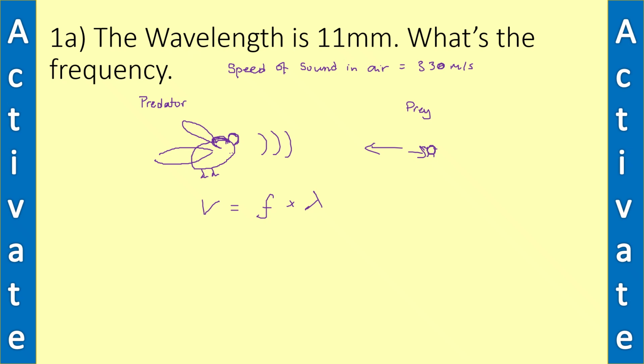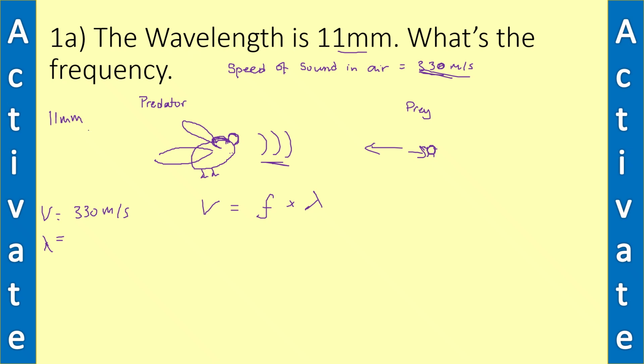What is the frequency of this ultrasound, given that the speed of sound in air is 330 and the wavelength is 11 millimeters? So as I always say, write down your information at the side. We have the velocity of the sound, 330. We have the wavelength, which is 11 millimeters.